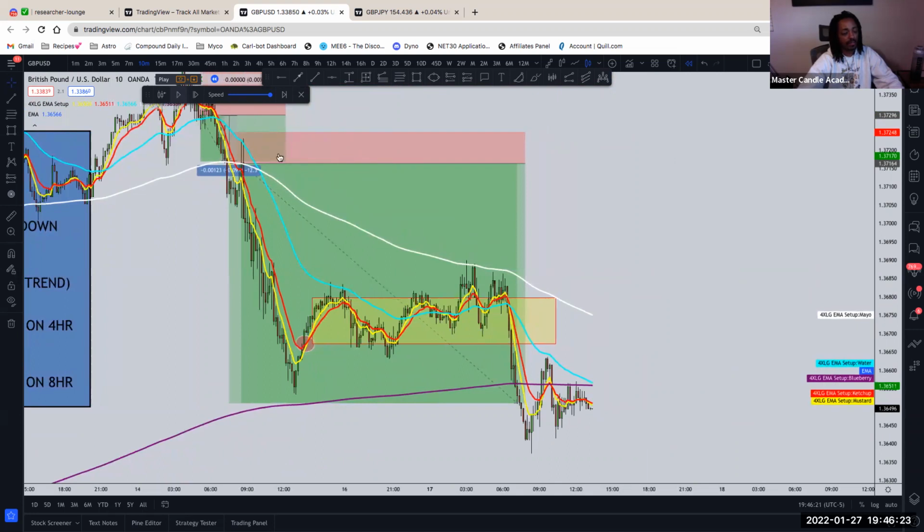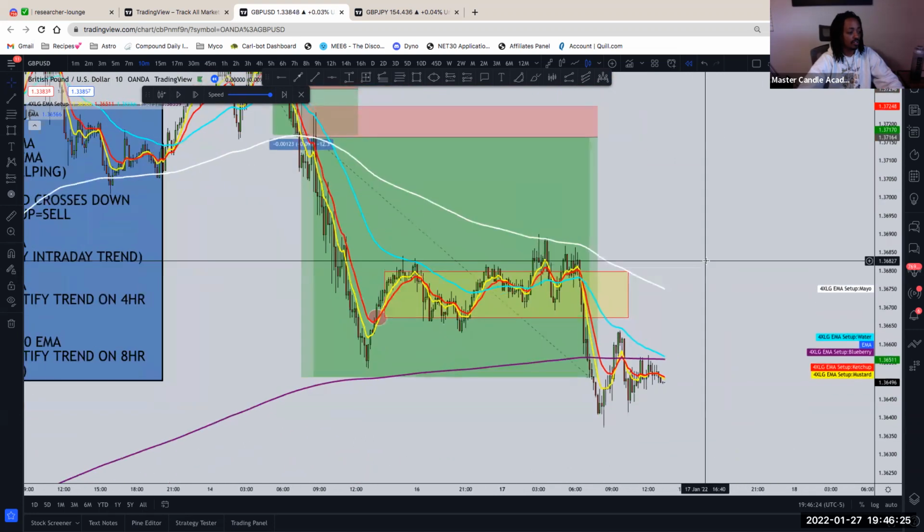Can you use this on binary? Yeah, you can use this on binary. That's how I started trading binary, with the 10 and the 20 cross. Actually, let me be honest, I was using the 10 and the 20 cross, not the 4XLG. But you could probably use the 7 and 13, which would be the 2 moving averages that you're using, the 7 and the 13. But yeah, it works.